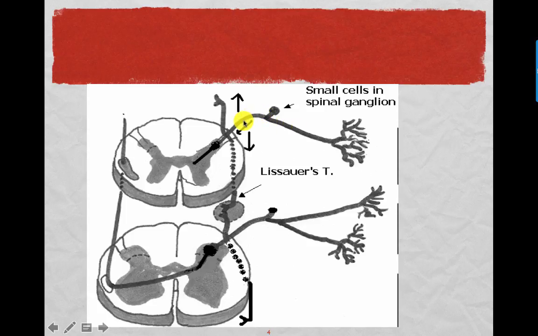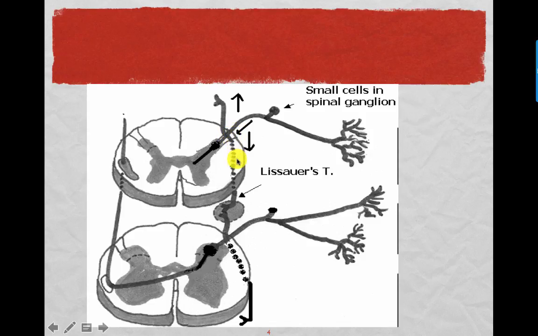Then the central branches will enter the spinal cord through the lateral division of the posterior root. Remember that the medial division carries the central fibers of the larger cells in the posterior root ganglia, carrying proprioception and fine touch. Then the fibers will ascend 1 or 2 segments.